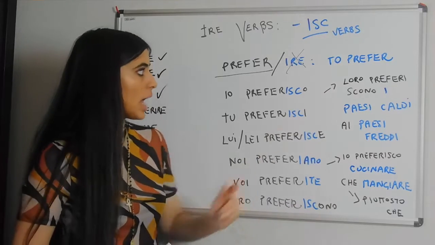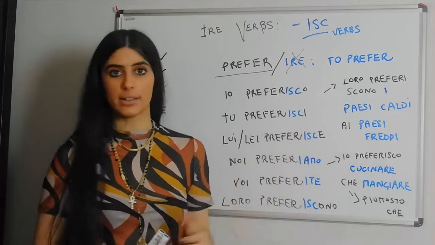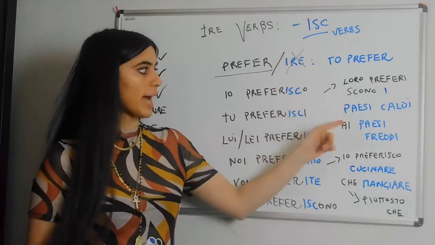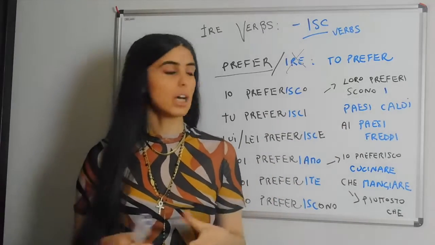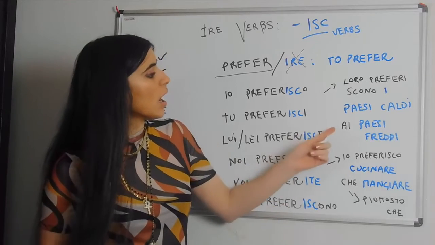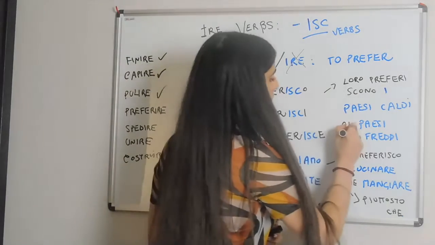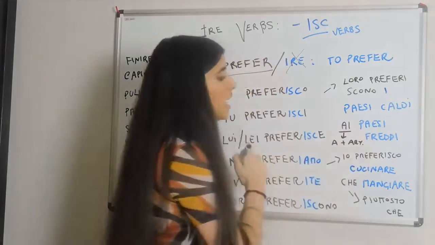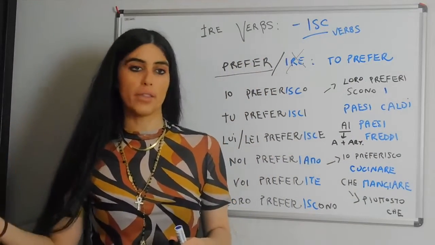Let's have a look. Loro preferiscono i paesi caldi ai paesi freddi. Now, loro preferiscono, subject and verb, i paesi caldi, my object, hot countries, or countries with hot weather. Ai paesi freddi. Now, the use of "ai" here is because I would say a plus the article, right? And then cold countries, or countries with cold weather.